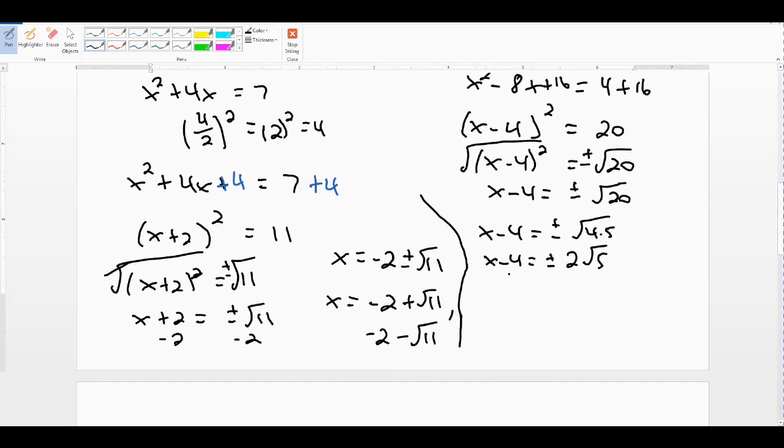Then we need to get the x by itself, so we're going to add 4 to both sides. We get x equals, and we'll write the 4 first, 4 plus or minus 2 square root of 5, which is the same thing as 4 plus 2 square root of 5, and 4 minus 2 square root of 5.